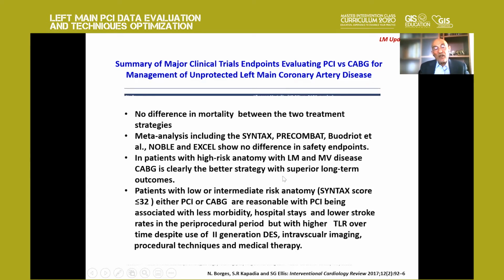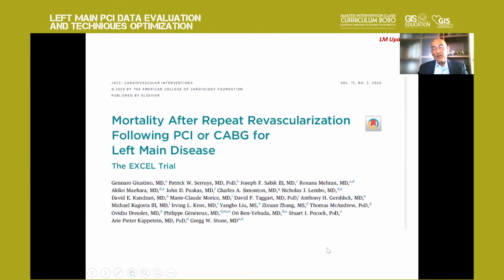with superior long-term outcomes. Patients with low and intermediate risk anatomy, that means syntax score less than 32, either PCI or CABG can be reasonable, with PCI being associated with less morbidity, hospital stay, and lower stroke rates in the peri-procedural period, but with higher target lesion revascularization over time, despite the use of second-generation drug-eluting stents, intravascular imaging, and optimization technique.